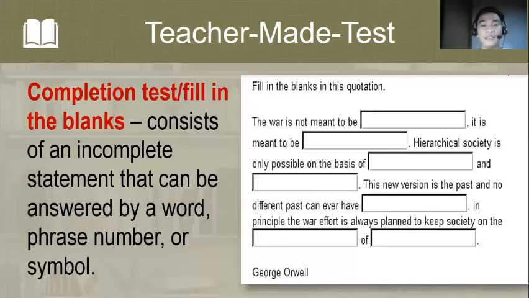So we have here an example of fill in the blank. In our later discussion, we will be discussing the do's and don'ts in terms of making this test. But for the meantime, we will be classifying the different types of tests.